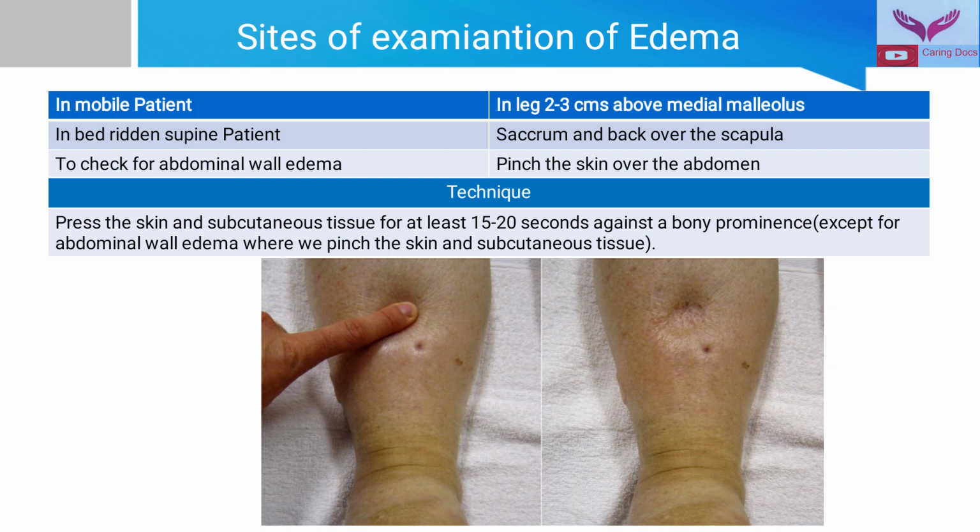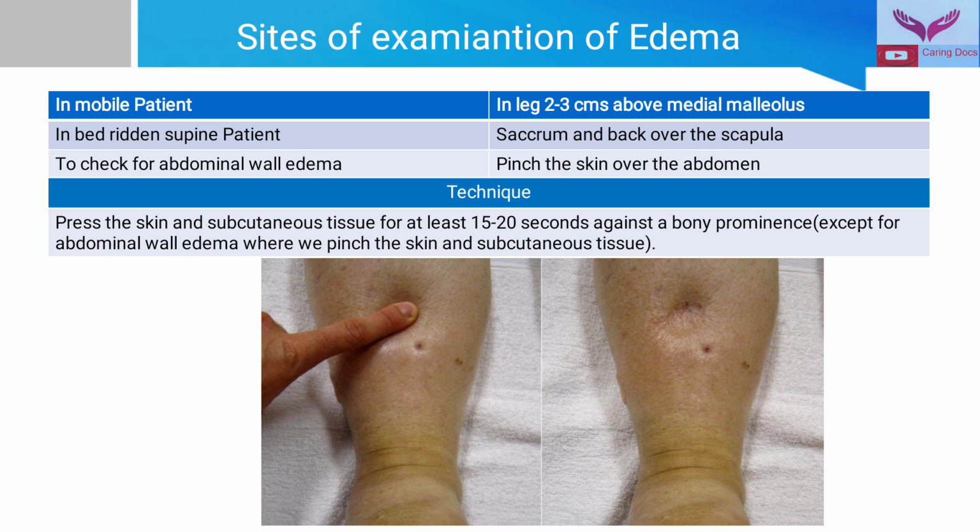What are the sites most commonly affected by edema? In mobile patients, we can see edema in the leg 2 to 3 centimeters above the medial malleolus, and in bedridden supine patients, over the sacrum and the back over the scapula. And if we want to check for edema in the abdominal wall, we have to pinch the skin over the abdomen.